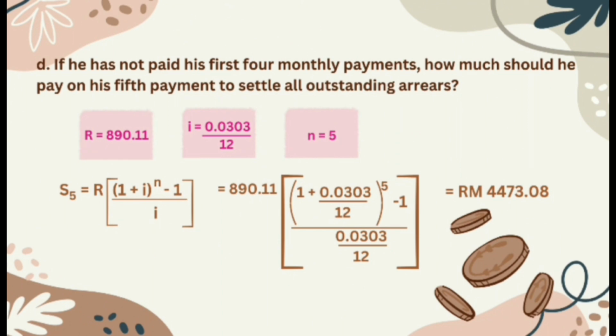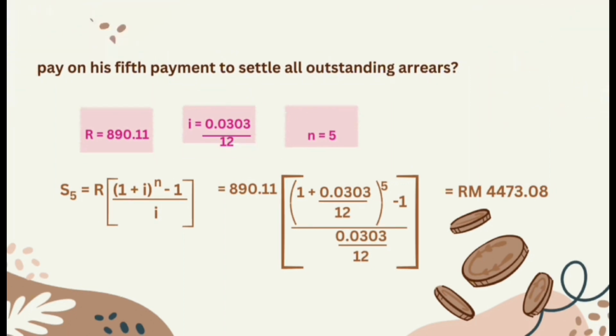After substituting the information in the formula, we will get a sum of money. Therefore, 4,473 ringgit and 8 cent is the amount Encik Uthman should pay on his 5th payment to settle all outstanding arrears.